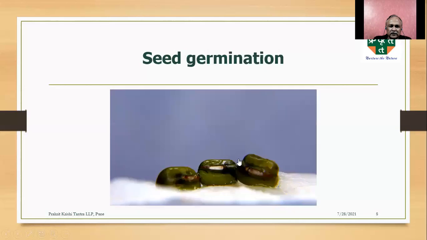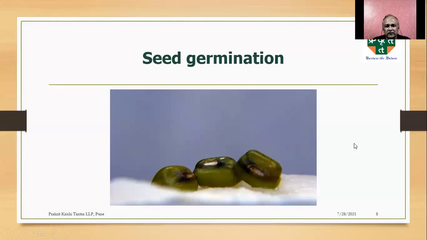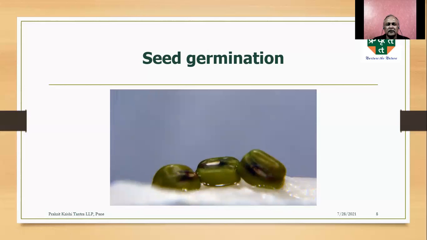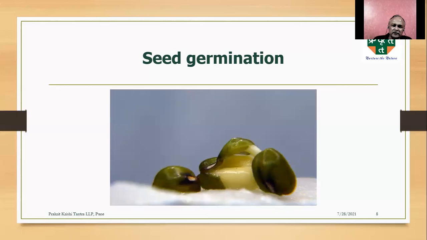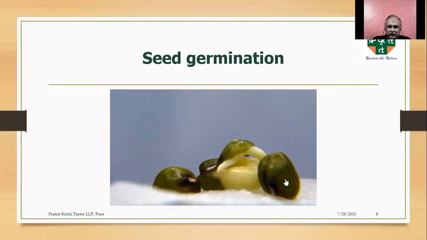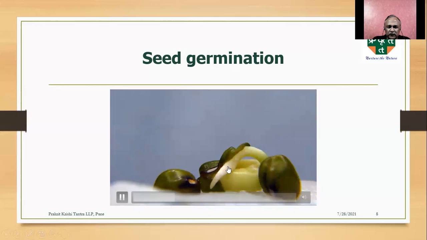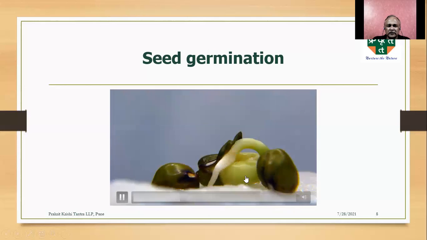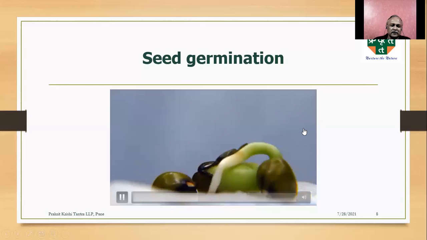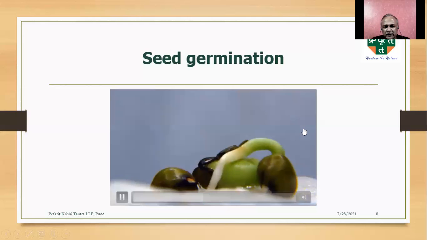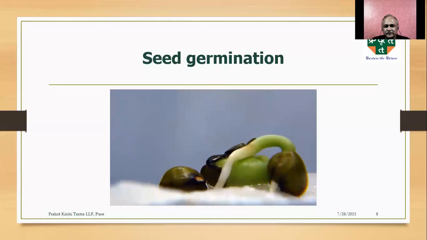I'll just try to see if this can be played. Yeah, you can see what happens inside the soil. Here the seed is kept in moisture, and you see the moisture is absorbed, and then the seed pod ruptures because it softens. The shoot part is now growing, and further it will be branching. This is how things happen inside the soil, which is invisible.